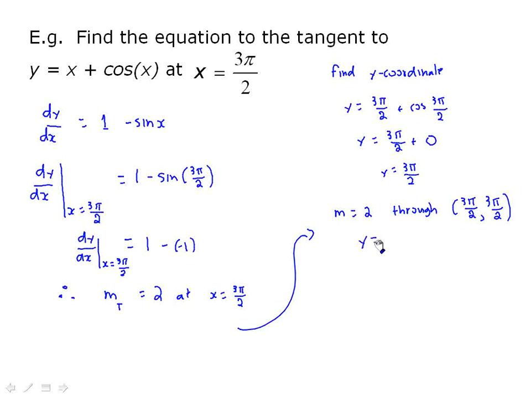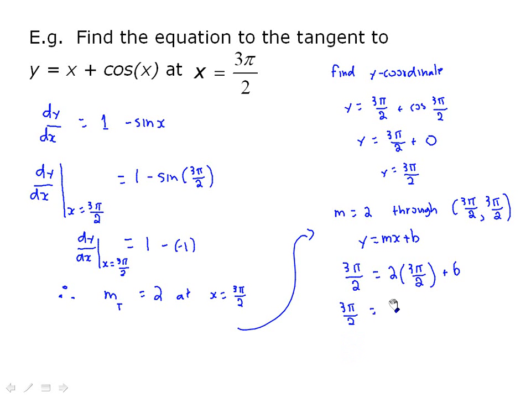And we go into y is equal to mx plus b. So 3 pi over 2 is your y value, and that's equal to m, which is 2, times 3 pi over 2, which is your x, plus b. So we get 3 pi over 2.